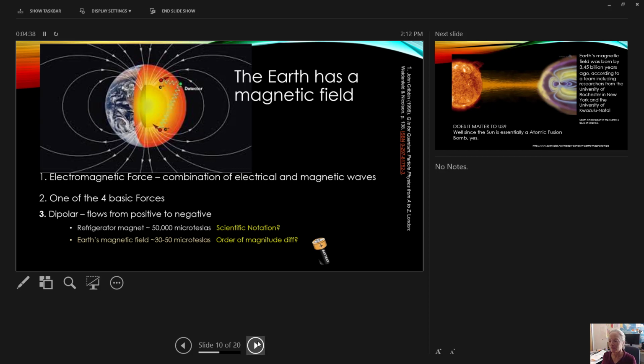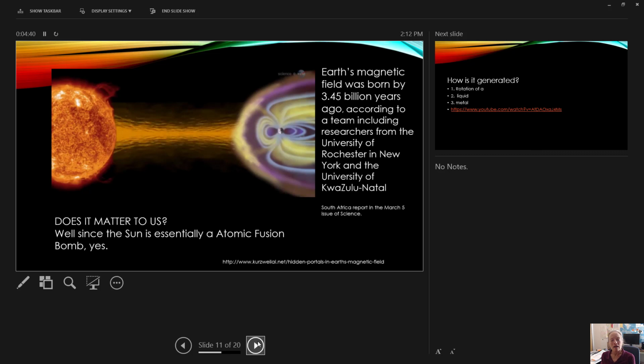Now, why it's so important to us. We talked about the fact that the sun is essentially a living fusion bomb, right? It's fusing hydrogen and hydrogen together to make helium, which is letting out tremendous amounts of electromagnetic radiation. If it wasn't for the fact that we have an electromagnetic field, it would blast away our atmosphere, and then our oceans would boil off, and we would have just a dry, empty planet.